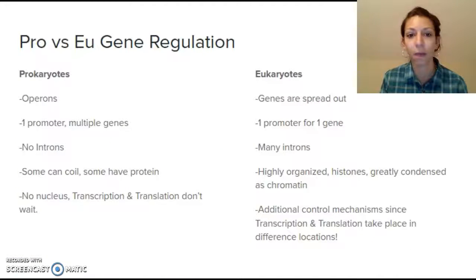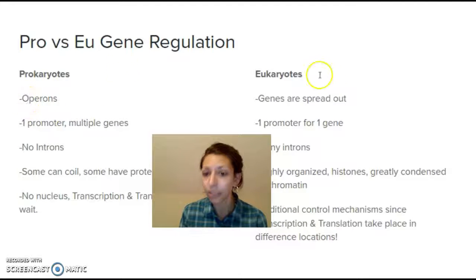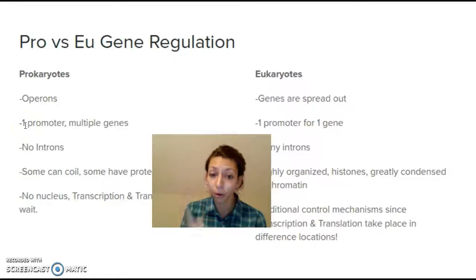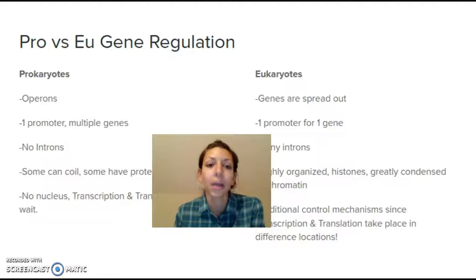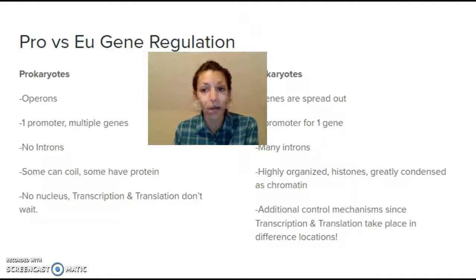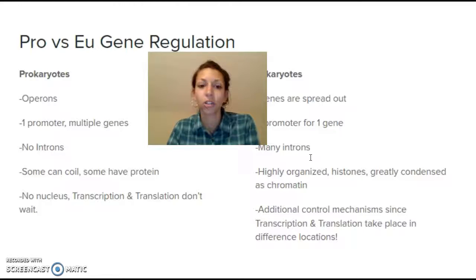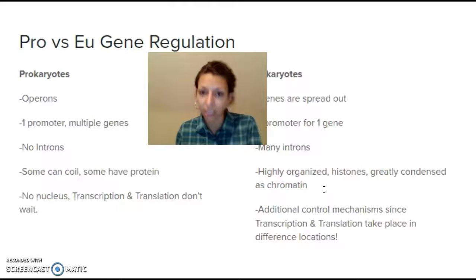All right, so let's talk about prokaryotic versus eukaryotic gene regulation. Now, remember, prokaryotic cells are organized in operons, and in eukaryotic cells, the genes are generally spread out. For prokaryotic cells, generally we will have one promoter for multiple genes. But in eukaryotic cells, we will have what biologists think is one promoter for one gene. So one promoter goes along with one gene. Now, in prokaryotic cells, we have no introns, but in eukaryotic cells, we have many different types of introns and many introns within one section of DNA. In prokaryotic cells, as far as organization goes, some can coil, some have protein, but it's very different from our highly organized DNA in eukaryotic cells with histones, and it's greatly condensed as chromatin.